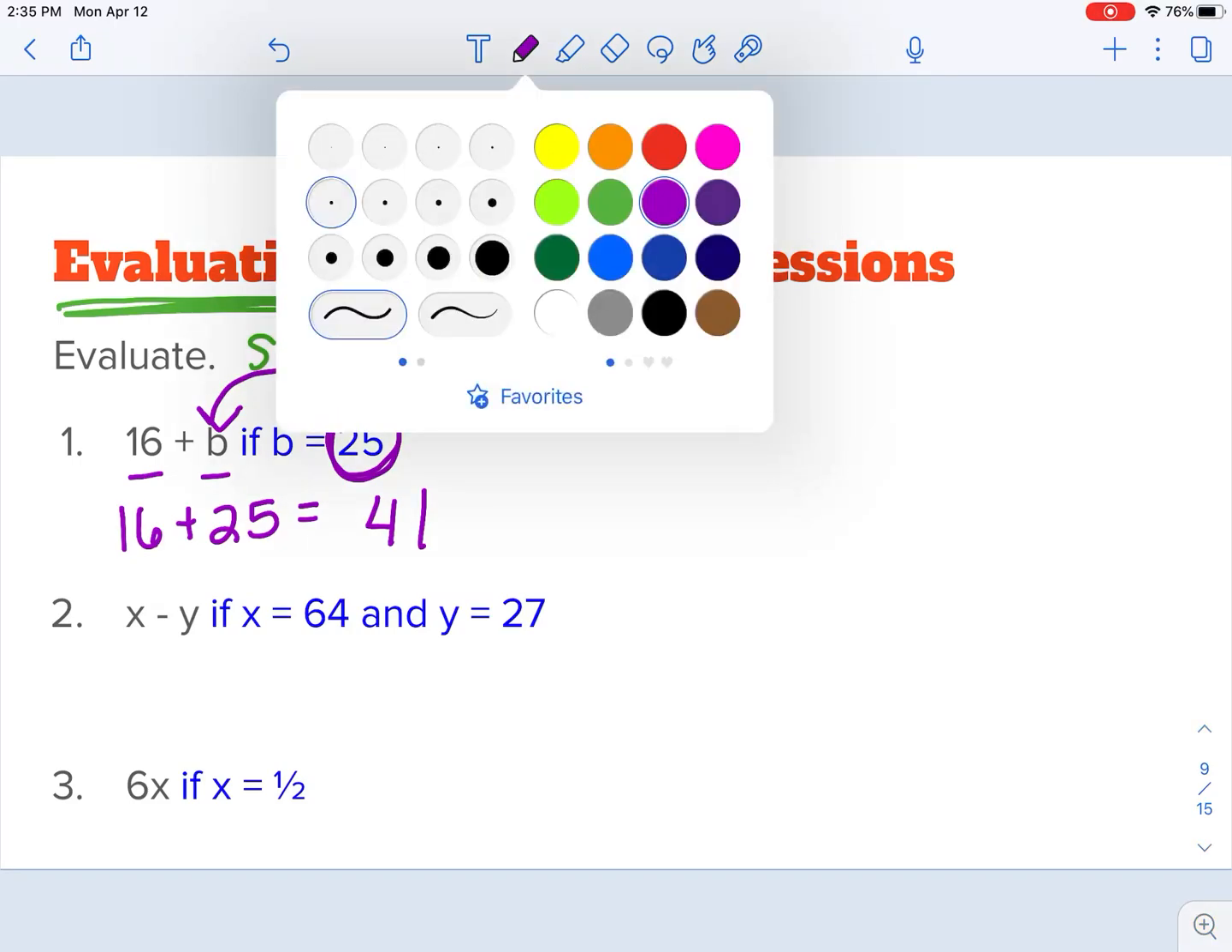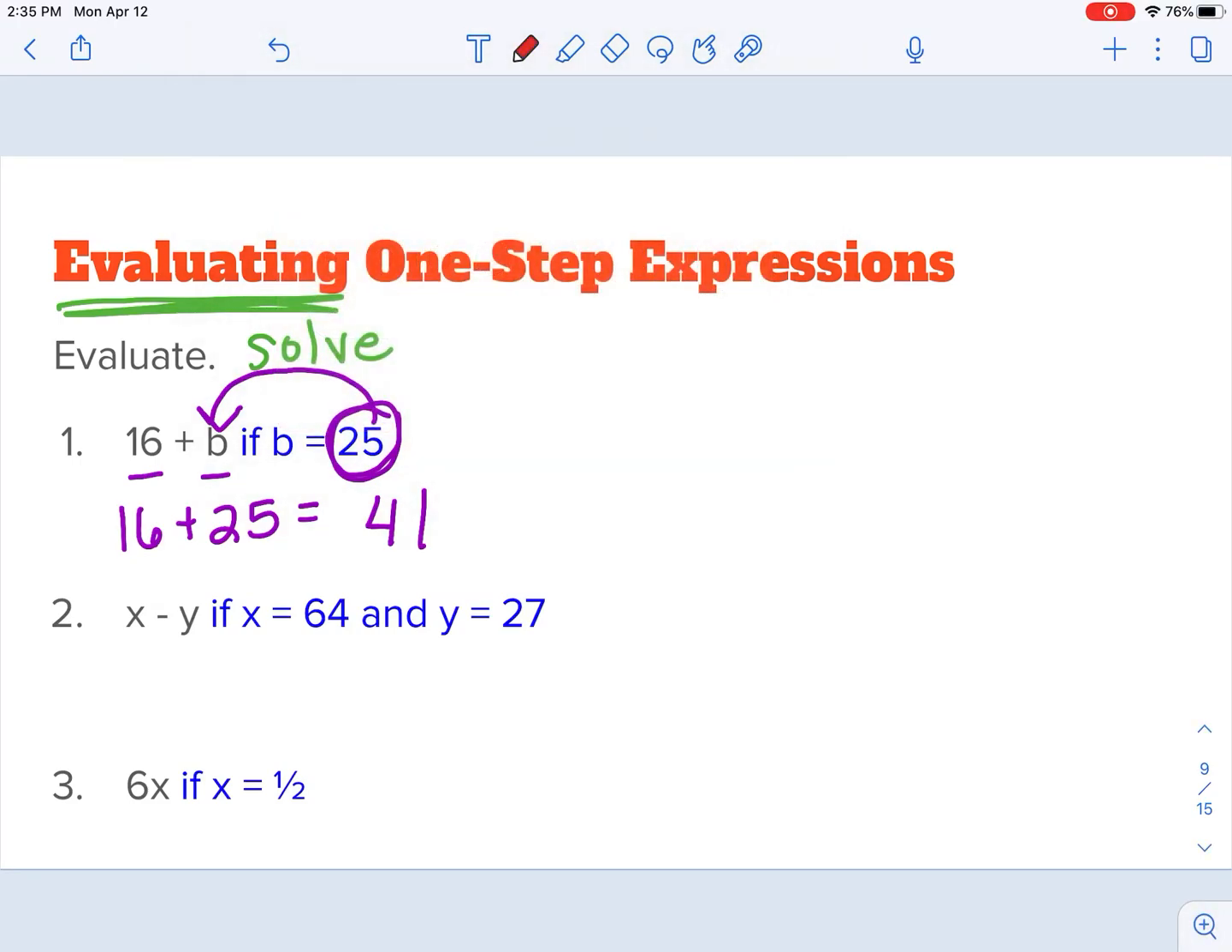Let's look at the next example. So in this example, I have x and y, x minus y. It is telling me in blue that x is 64. So I'm going to put 64 in for x.